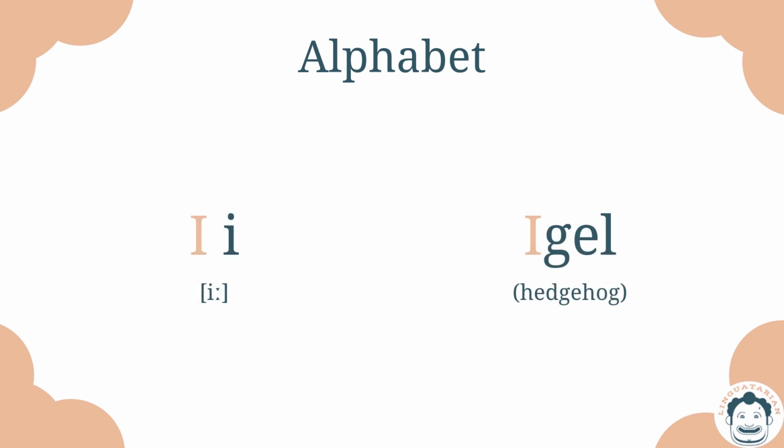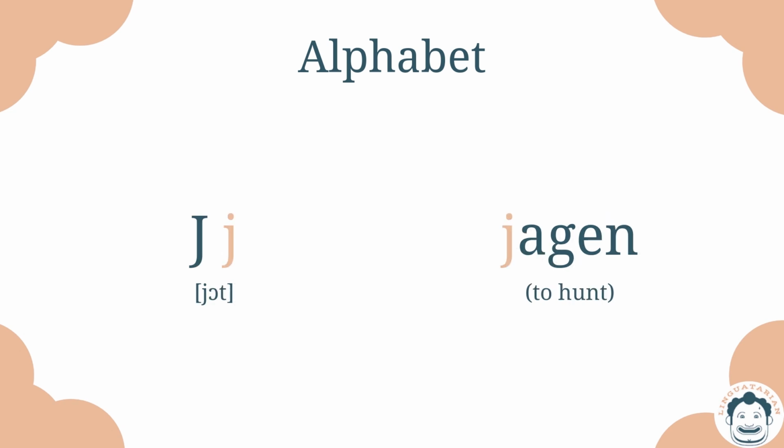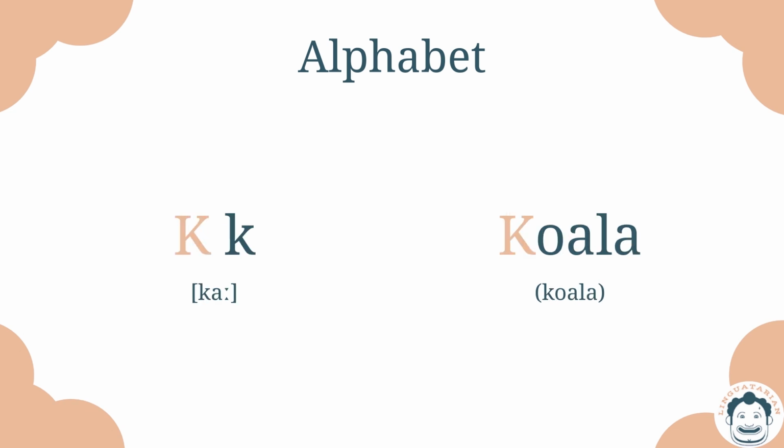Next is I. I, as in Igel. Igel, meaning hedgehog. J. As in the word jagen. Jagen. This letter, although it looks the same as the English J, is pronounced as an English Y sound. Jagen. Ka. Koala.